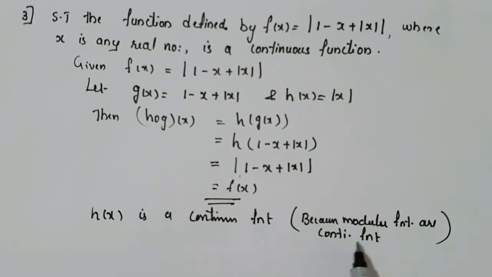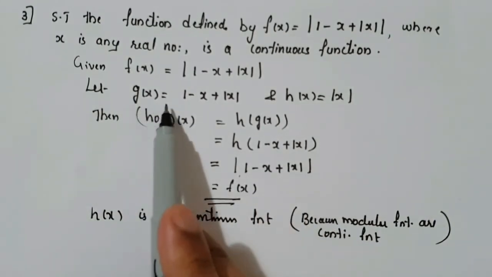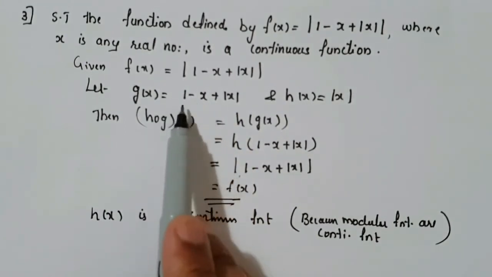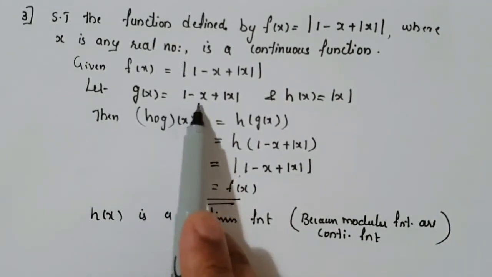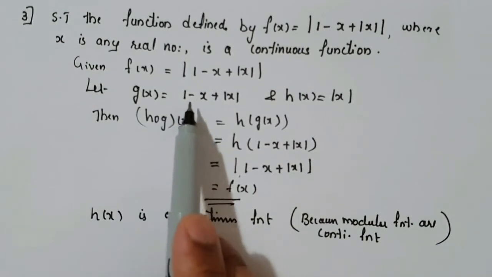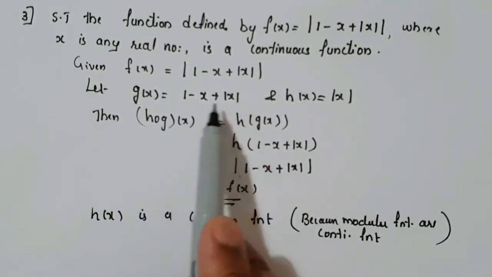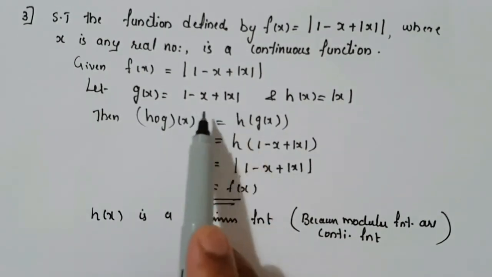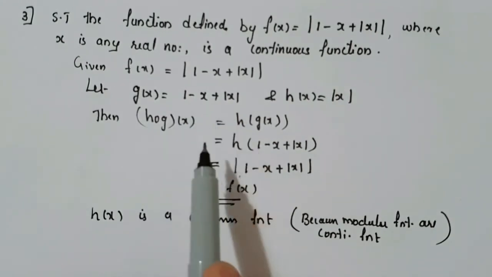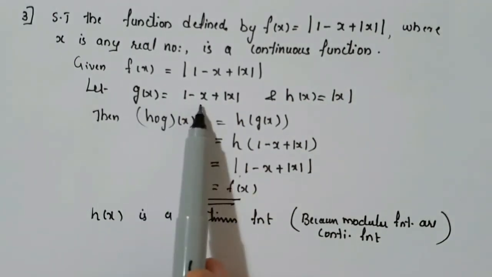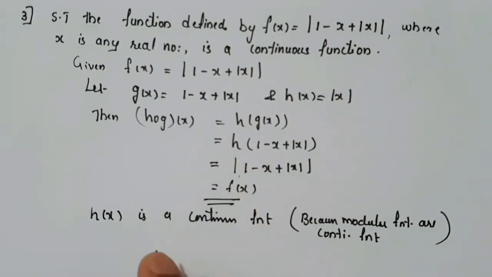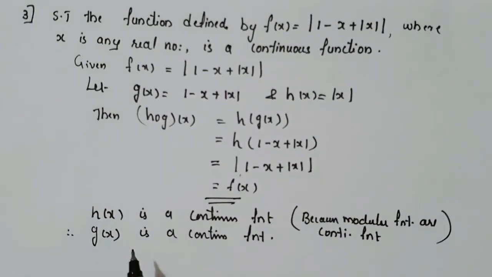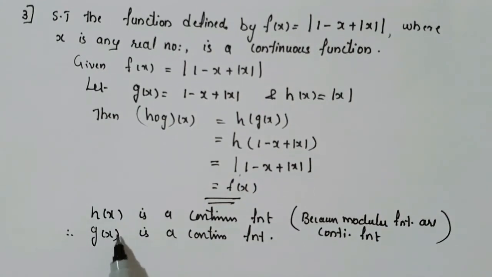Because modulus functions are continuous, and g of x is the sum of 1 minus x plus modulus x, where 1 minus x is a polynomial function, and we know that a polynomial function is continuous. So g of x is the sum of a polynomial function and a modulus function, that is, the sum of two continuous functions. We know that by rule 1, the sum of two continuous functions is also a continuous function. Therefore, g of x is a continuous function. Hence, h of x and g of x both are continuous functions.